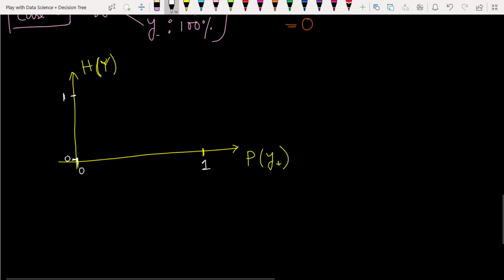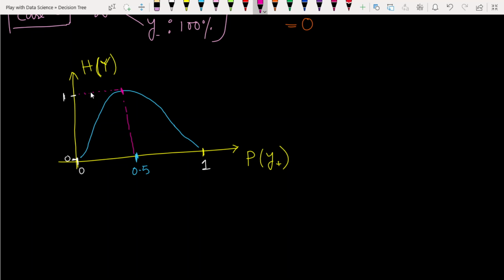If you draw this picture, you will see that when we dominate one class, the entropy increases, and after that it decreases. Suppose here is 0.5. Here it will take the maximum value, at this point. So what will we conclude?